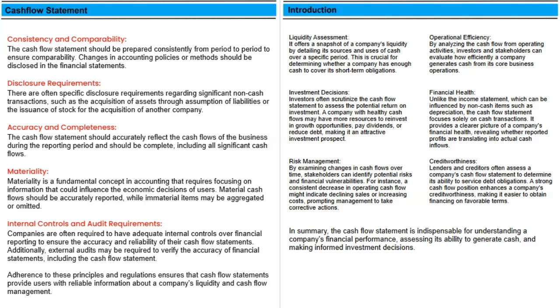Moving on to disclosure requirements. There are often specific disclosure requirements regarding significant non-cash transactions, such as the acquisition of assets through assumption of liabilities or the issuance of stock for the acquisition of another company. Generally, public companies are required to disclose only information that can have a material impact on the financial results of the company. The most common items that the companies must report include the following: audited financial statements.